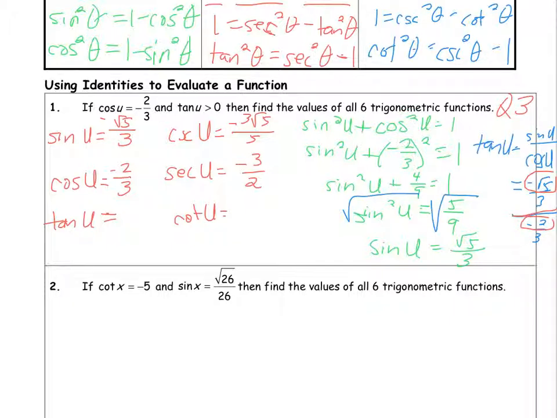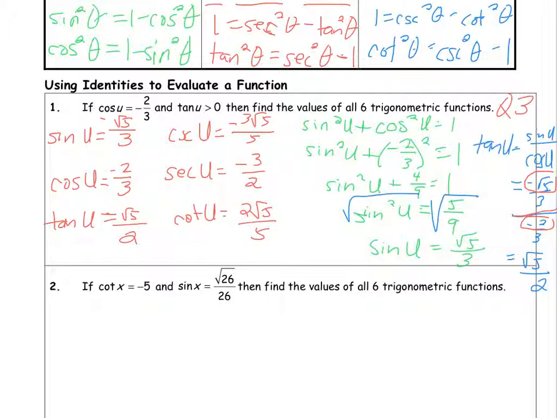Negative divided by a negative, of course, is positive, and so all I really have is radical 5 divided by 2. Okay, so I can go back over here to tangent and say that is the radical 5 divided by 2. Cotangent, of course, is just the reciprocal of that. Ends up being 2 square roots of 5, all divided by 5. And there you have it.